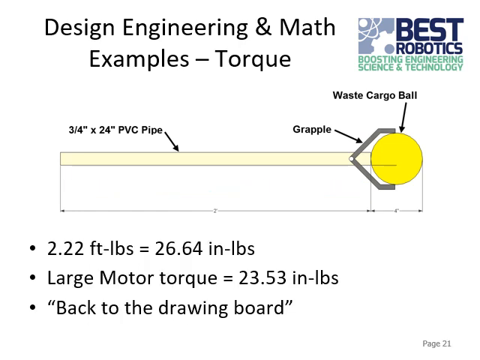You can convert that to inch-pounds, which is the units that you'll probably see for your motor data sheets. And so that's 26.64 inch-pounds. Well, then you go and look up the torque that large motor can supply, and it's only 23.53 inch-pounds. So that's bad. That means your large motor is not going to be able to raise that arm up while it's holding that cargo ball.